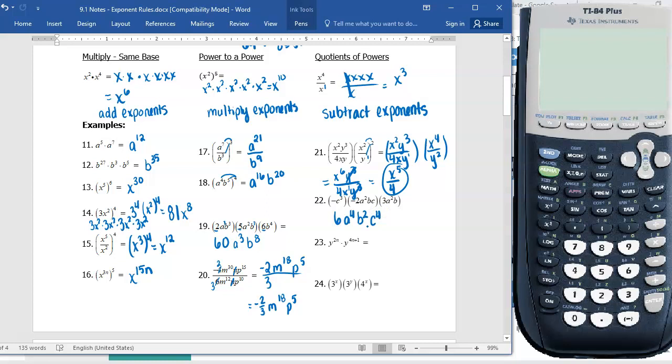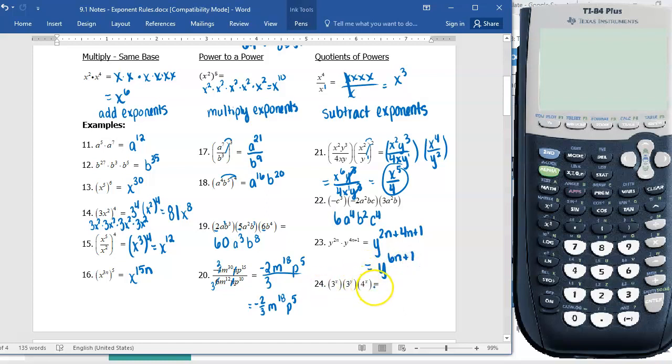Okay. 23 is really tricky. You've got the same bases. So right here, this is like a problem like number 11. You've got the same base, you add the exponents. So that means we're going to have y to the 2n plus 4n plus 1. 2n and 4n can be put together, so that's going to be y to the 6n plus 1.